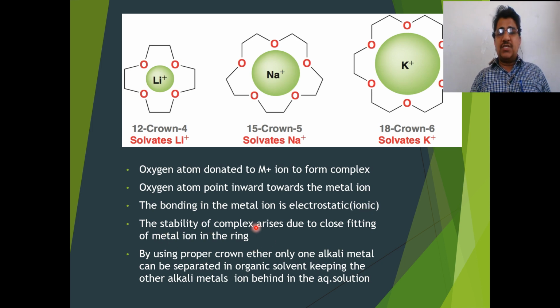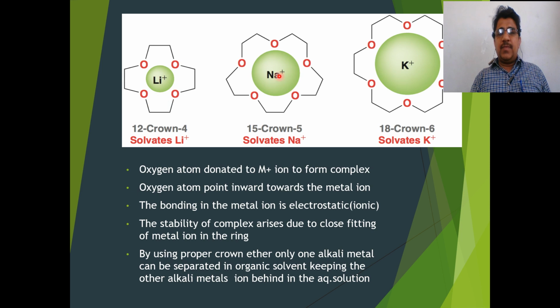The stability of the complex arises due to close fitting of the metal ion in the ring. This complex is stable. Why is it stable? Because of the close fitting of the metal. Which metal we take depends on the size. Here 12 crown 4 is a small ring, therefore lithium, also a smaller cation, can be easily fitted in this cavity. Therefore, due to the close fitting, the complex is stable.